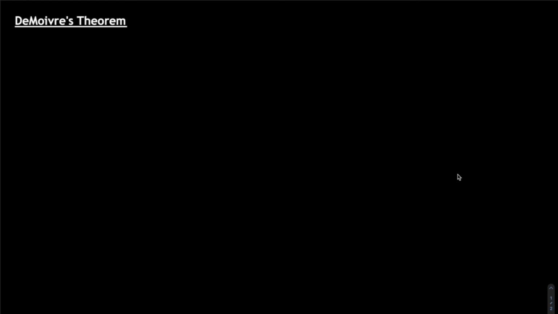Hi everyone. Today we'll take a look at DeMoivre's theorem. I'm going to bifurcate DeMoivre's theorem into two parts. First is case 1, and case 1 says that if the variable n is any integer, then I'm going to write a simple statement here.